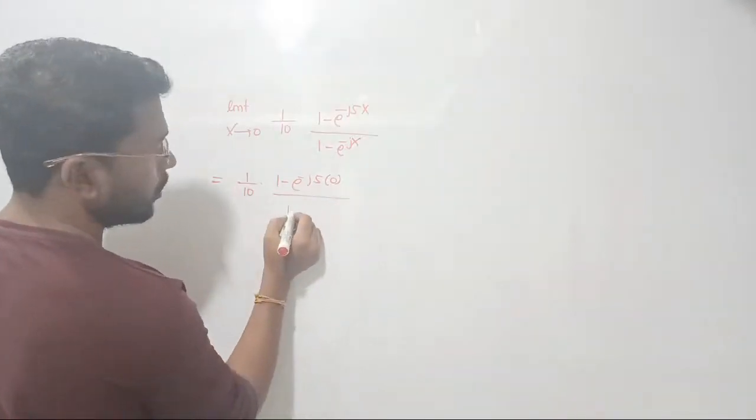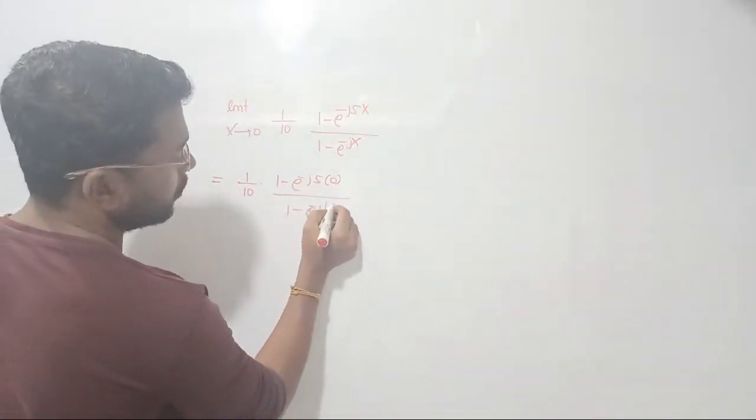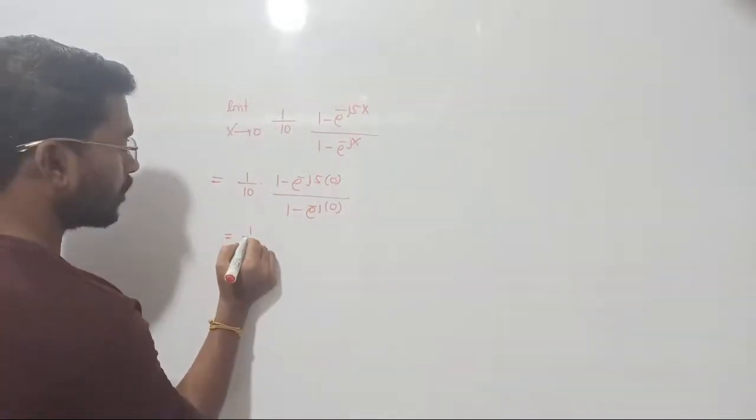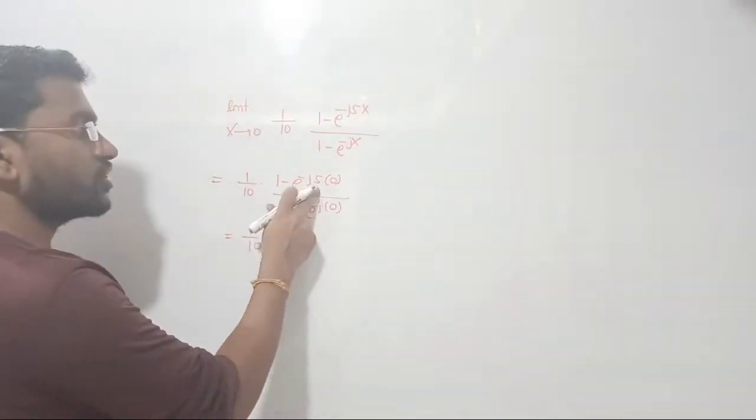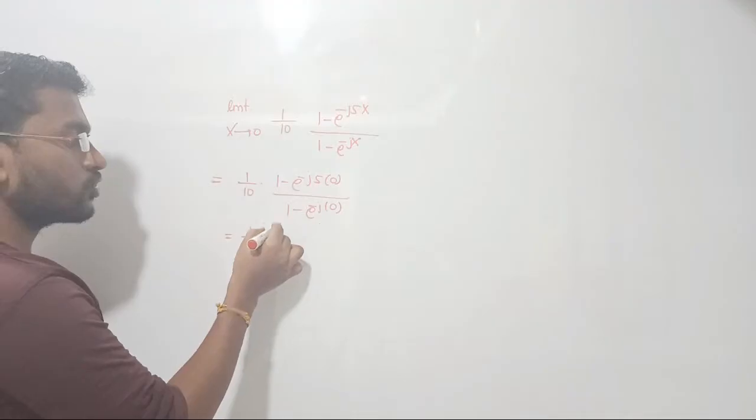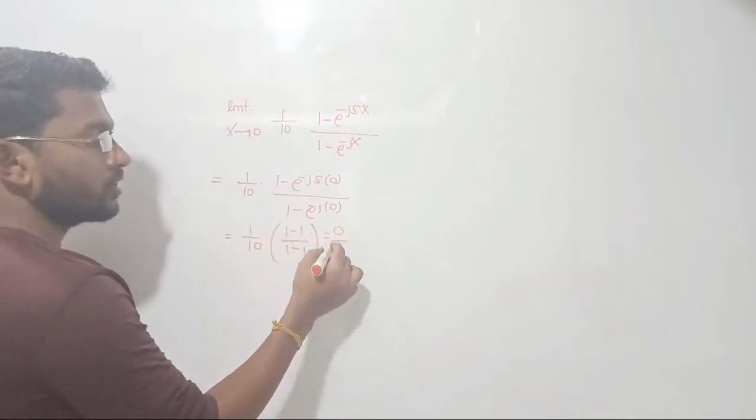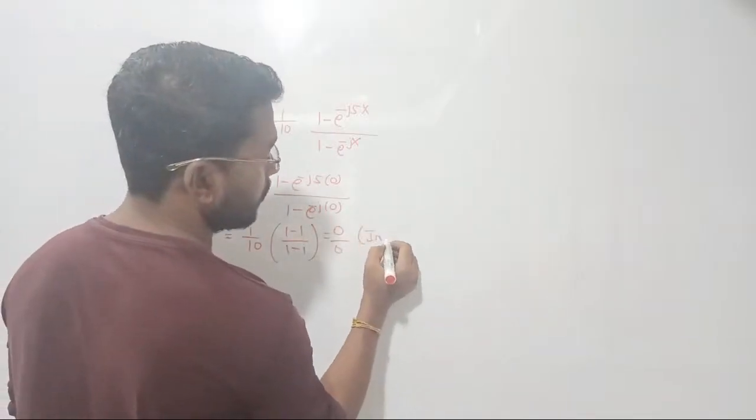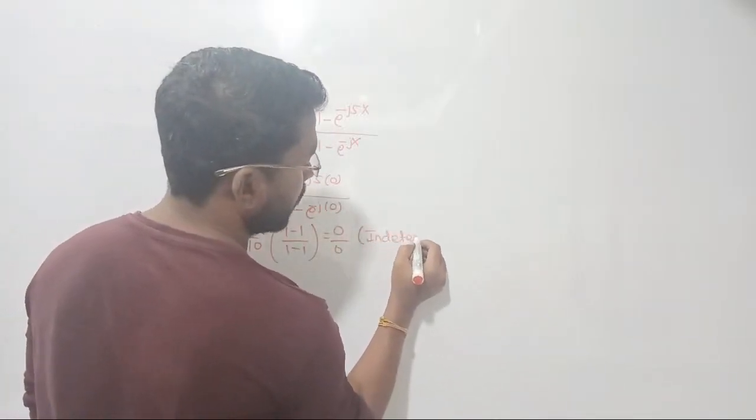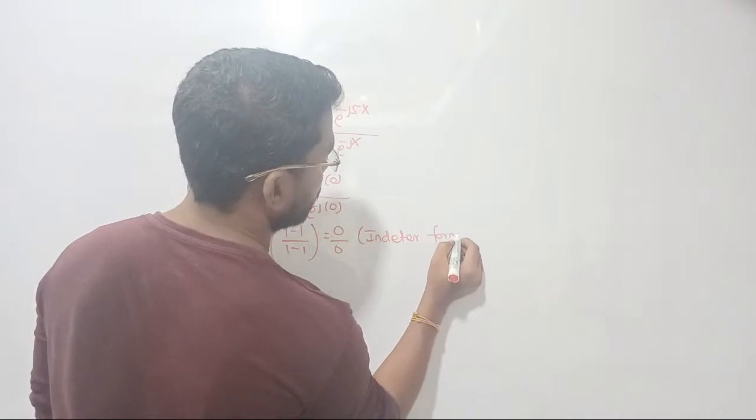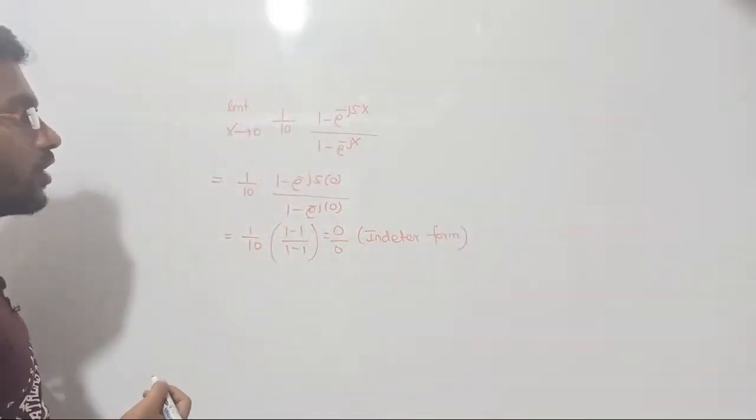In the denominator, 1 minus e power minus j into 0. So what will be the answer? 1 upon 10. e power 0 is 1, so 1 minus 1 upon 1 minus 1, what will be the answer? 0 by 0 form. That is called indeterminate form. Now what we have to do?